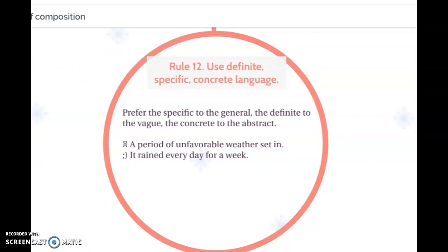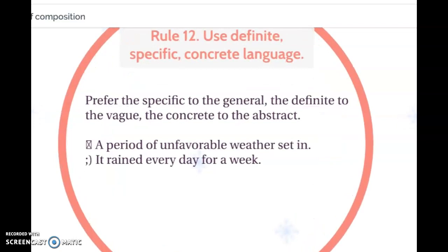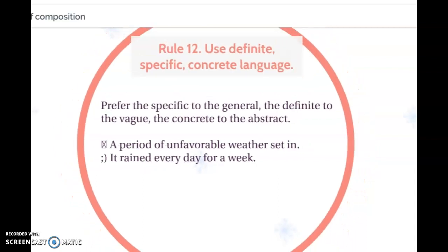Use, like I said, specific, concrete language. Prefer the specific to the general, the definite to the vague, the concrete to the abstract. Instead of saying a period of unfavorable weather set in, you could say it rained every day of the week. Okay? Much more definite, concrete, specific.